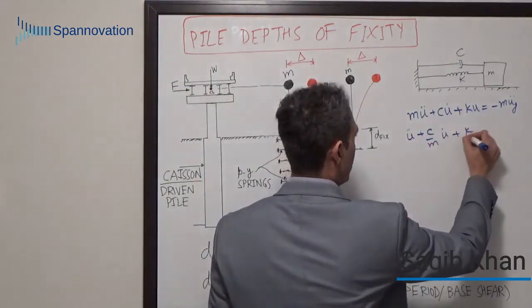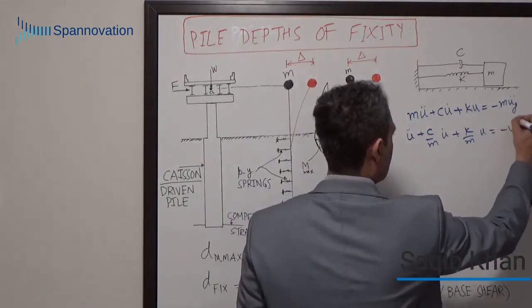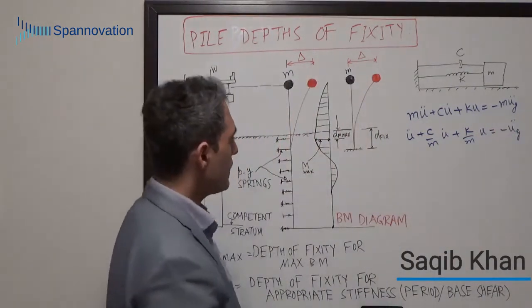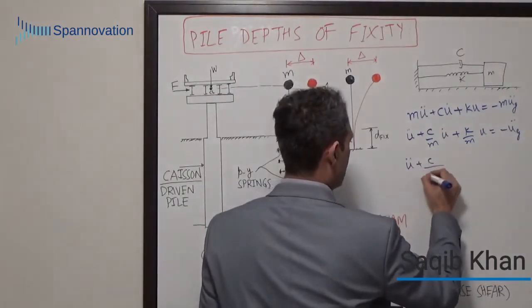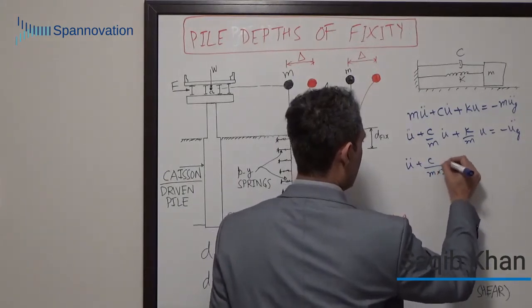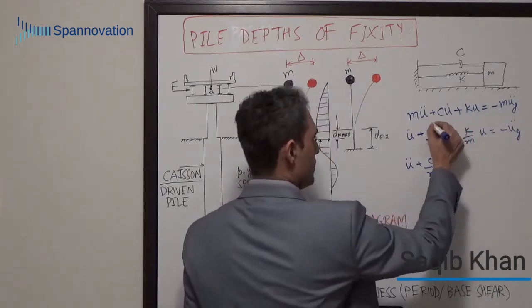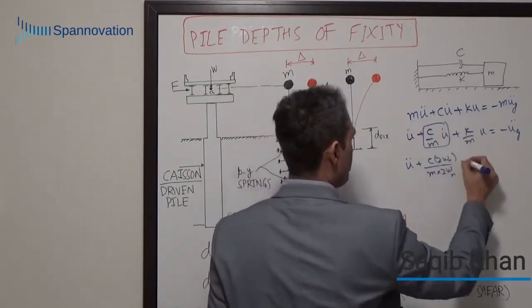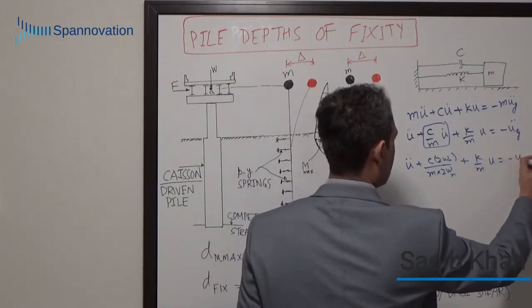and I am left with this. And I'll do a little bit more work here. I'll multiply and divide by 2 omega n. That's only on this term. And plus k over m u is equal to minus u_g.